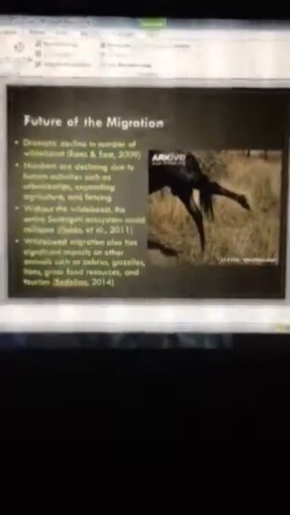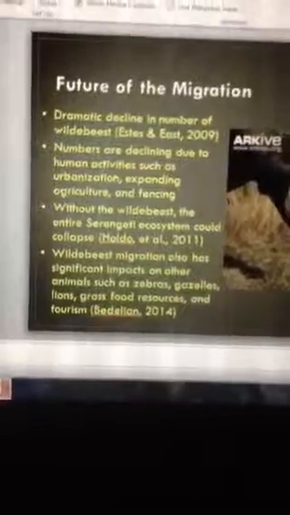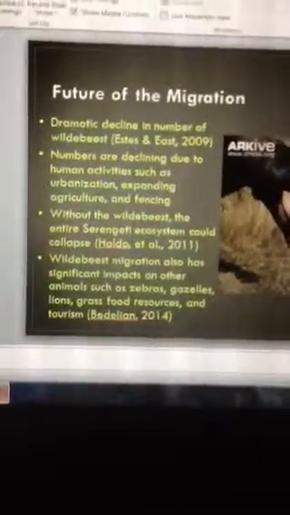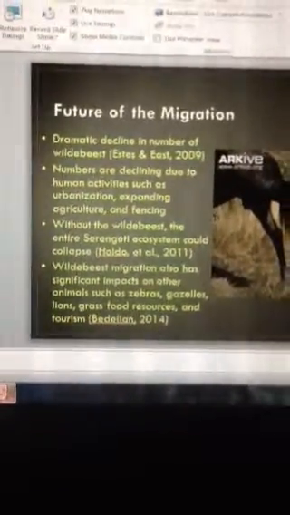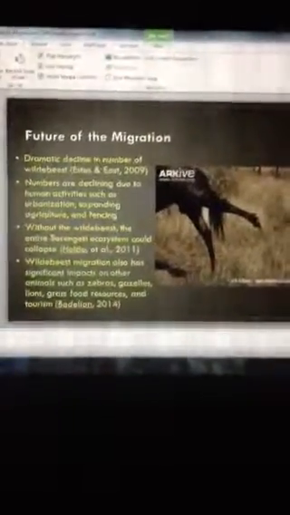the wildebeest. Without the wildebeest, the entire Serengeti ecosystem could break down, and there would be significant impacts on other animals such as zebras, gazelles, lions, and grass-fed food resources, as well as tourism in the Serengeti National Park.